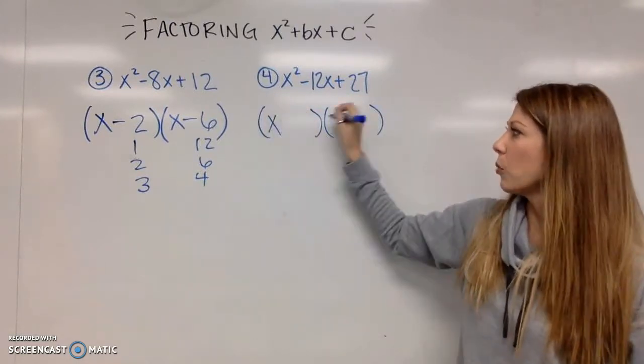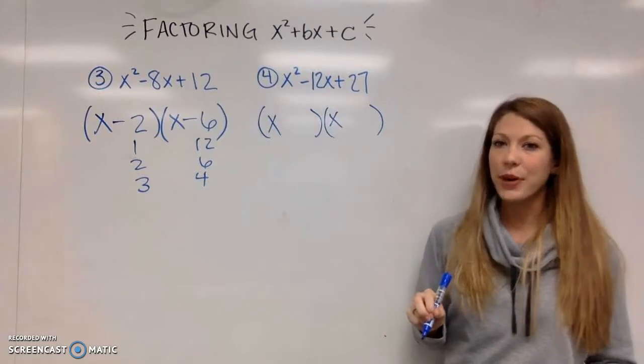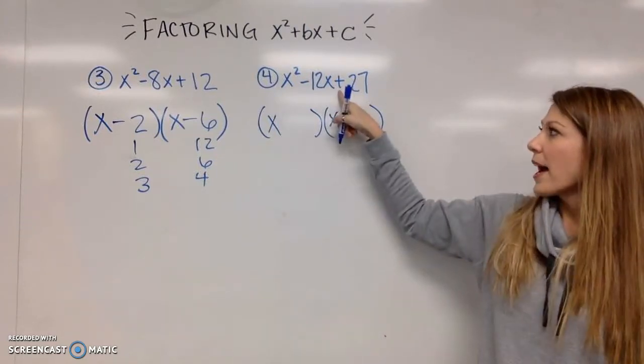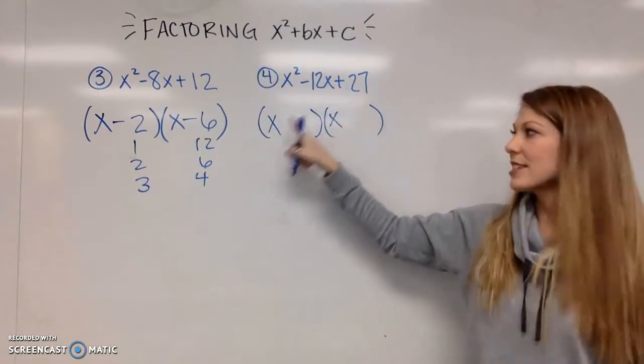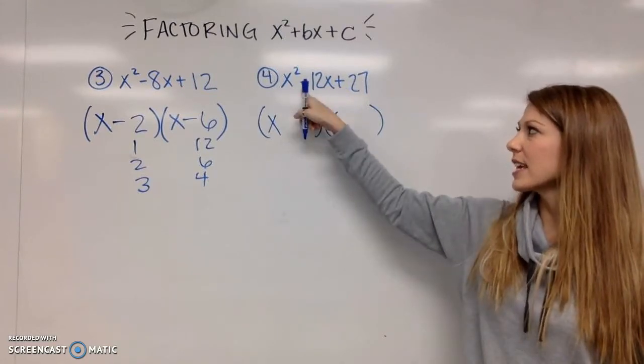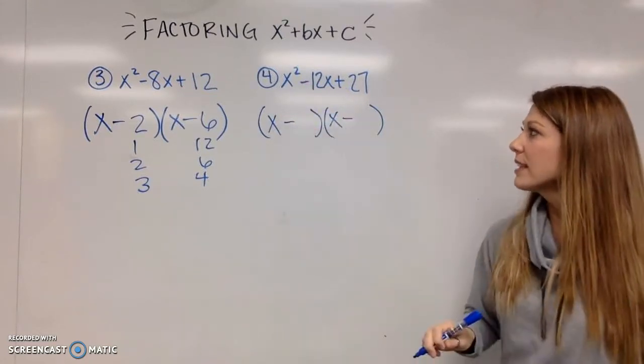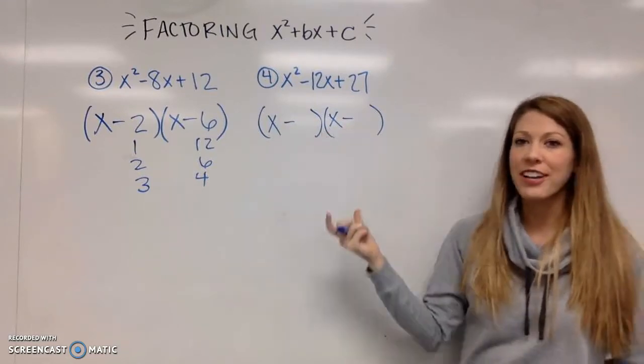Leading coefficient is 1, so we can put x and x right away. Our back sign is a plus sign, which means our signs are going to be the same. In this case, they're both subtraction signs. So it means our two factors are negative.